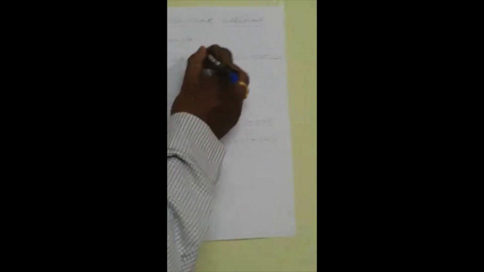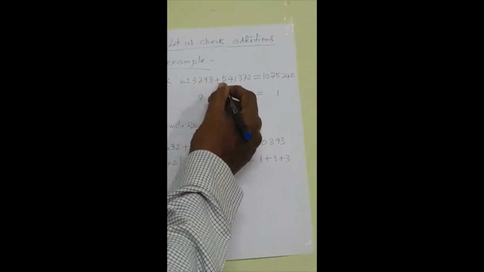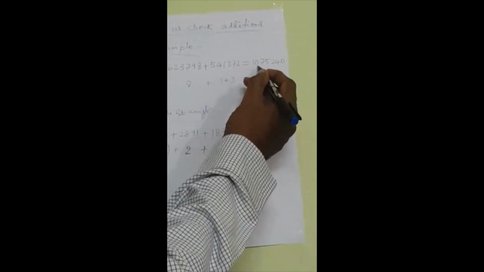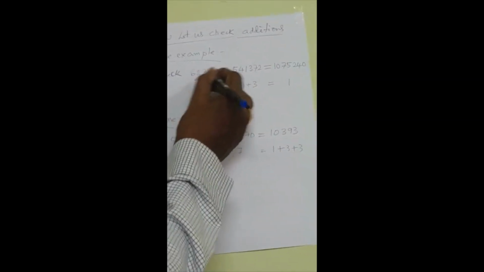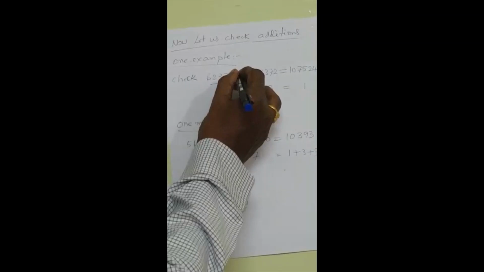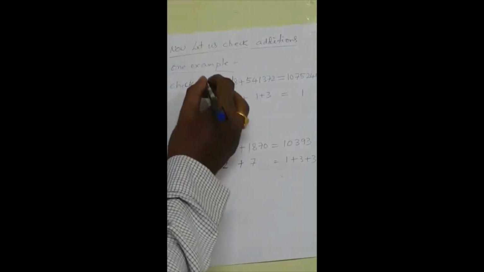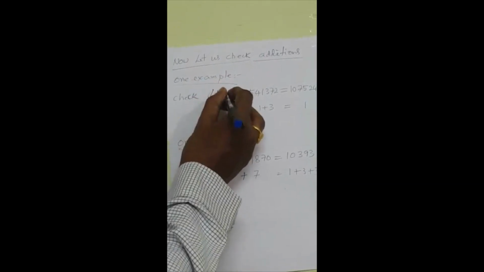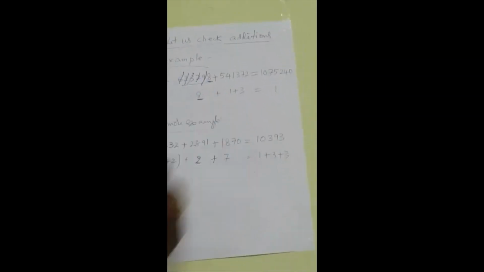Additions. Okay, we'll see one example. 623798 plus 541372 is equal to 1075240. Let us see how much we get. To get the single digit, we can cancel all 9s. 9 is cancelled, and 7 and 2 cancel. 6 and 3, that is 9, cancel. So you are left with only 8. So you put this 8 here.